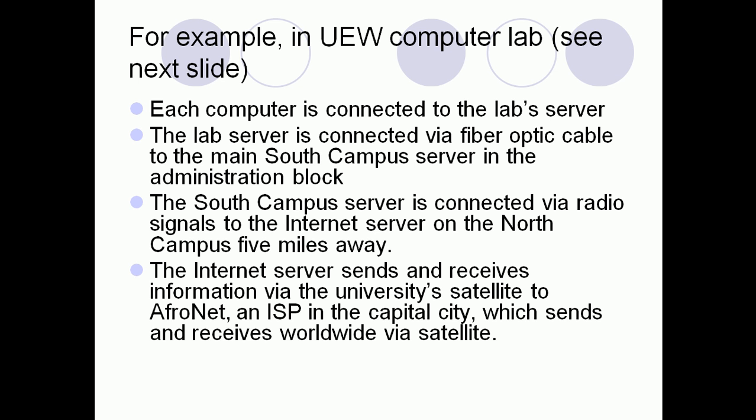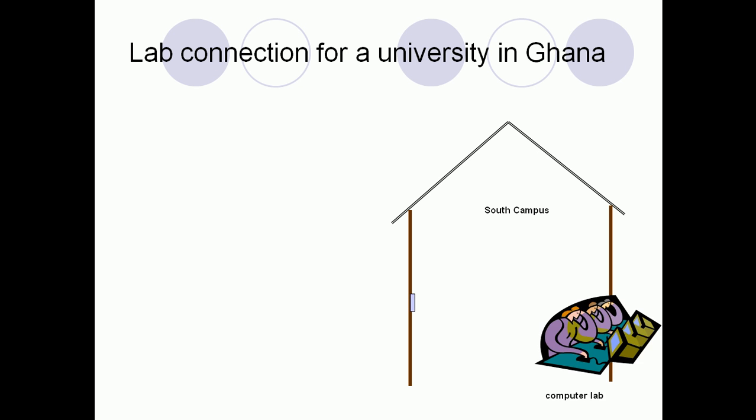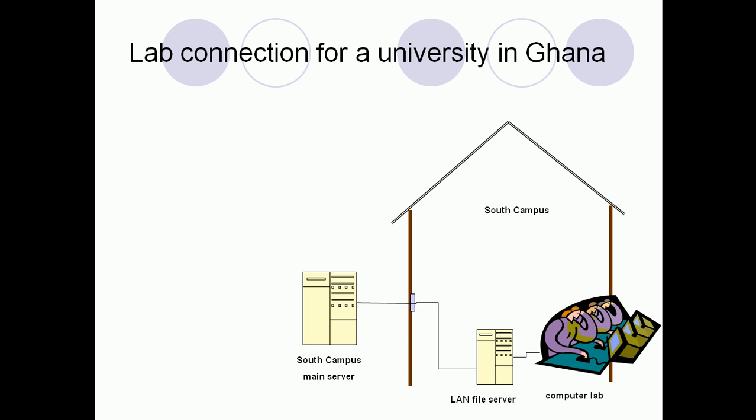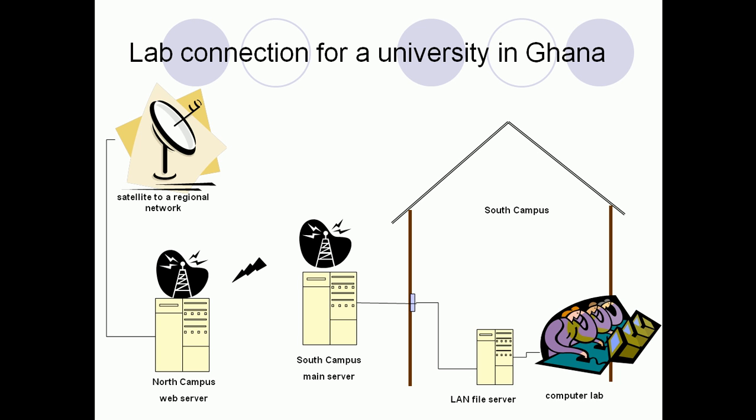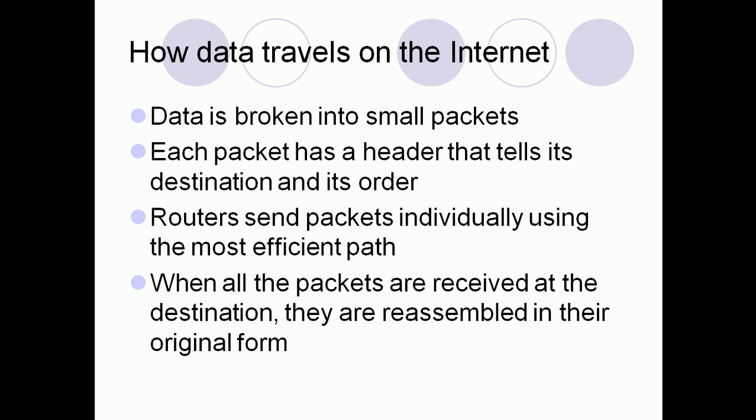So that's how information is sent. You have the computer lab here, local area network file server, South campus main server to North campus web server, then to the satellite to a regional network. How data travels on the internet.